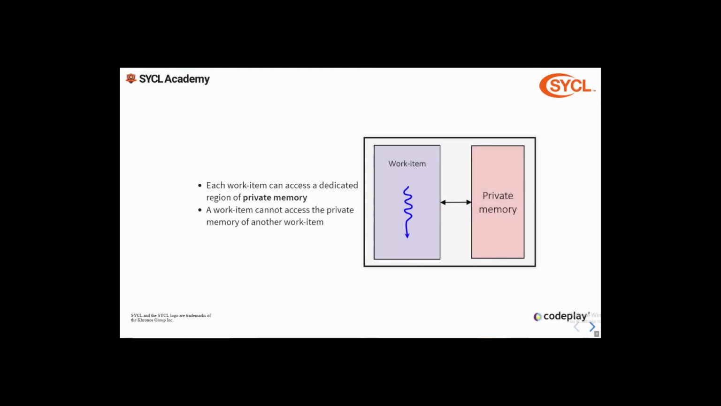The fundamental component of execution was the work item, a single thread of execution. Now each work item can access a dedicated region of memory called private memory, and no work item can access the private memory of any other work item.